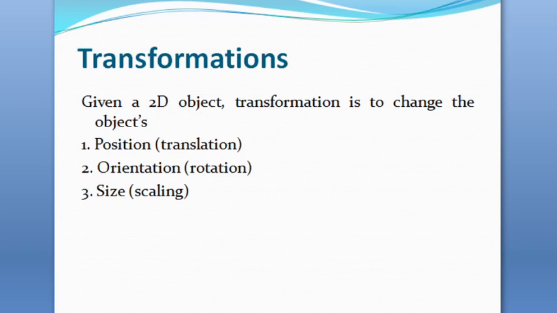There are basic three types of transformations: translation, rotation, scaling. Translation, also called position. We can move the object from one position to another position, which is called translation. Orientation means rotation. We can rotate the model or object to a particular angle. The size may be reduced or increased as per the scaling factor.